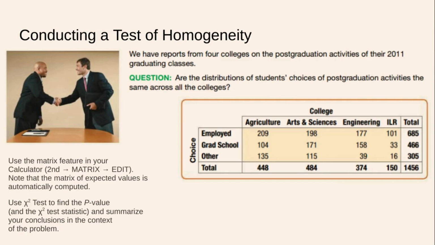Then we're going to use chi-square test to find the p-value. All right, not chi-squared GOF test like last time. This is just chi-square test, right? We can also find the test statistic to pair with our p-value. That's good for free response problems and the occasional multiple choice problem that has us find a test statistic, and summarize the conclusions in the context of the problem.